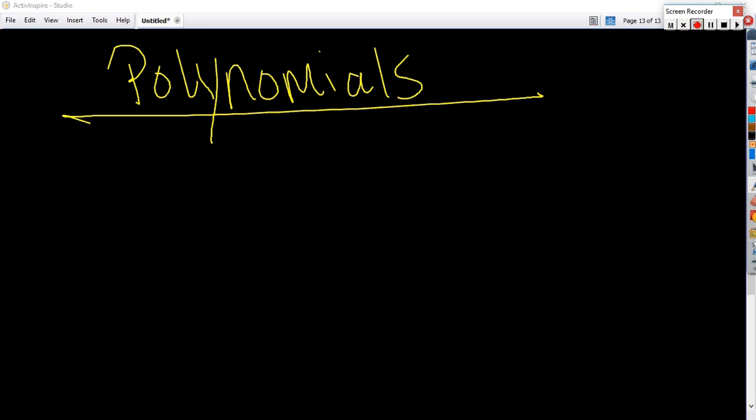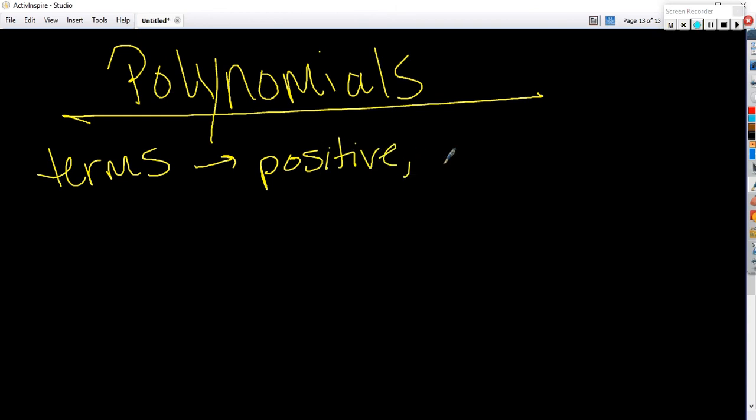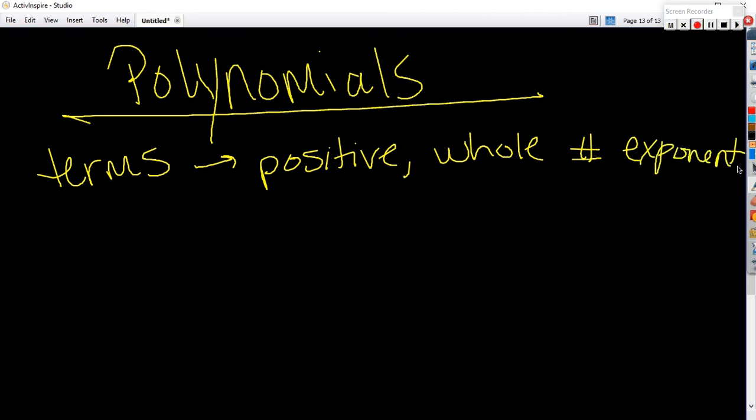So the first thing I need to do is tell you exactly what a polynomial is. A polynomial has terms, and the terms here have only positive whole number exponents. The coefficients don't matter. You can have negative coefficients, you can have fraction coefficients, you can have irrational coefficients. None of that matters. It only matters that the exponents themselves are positive and whole numbers.